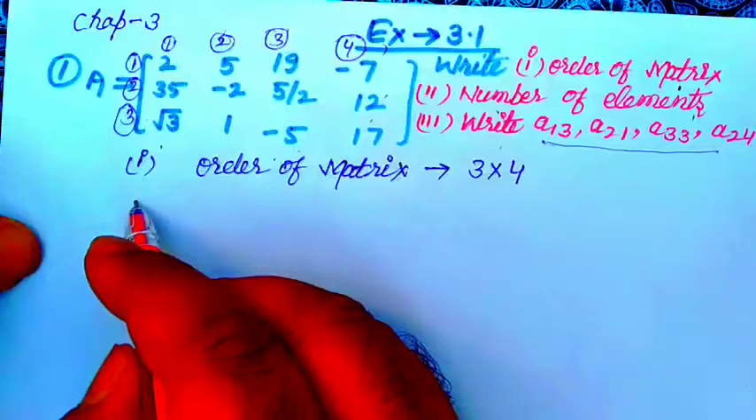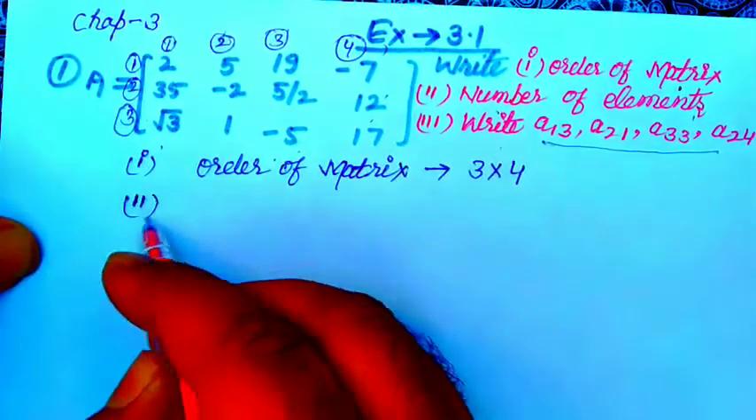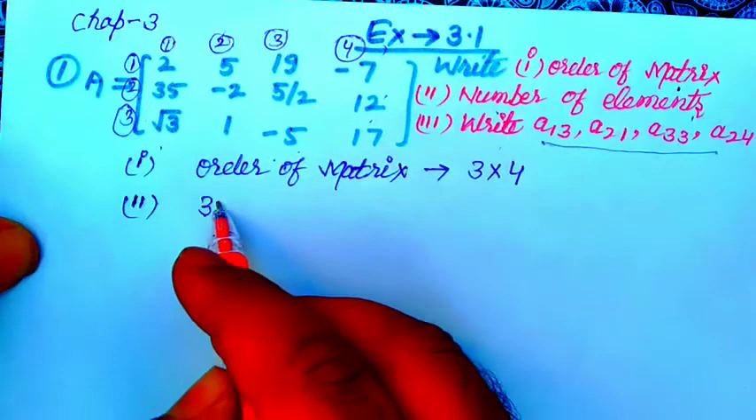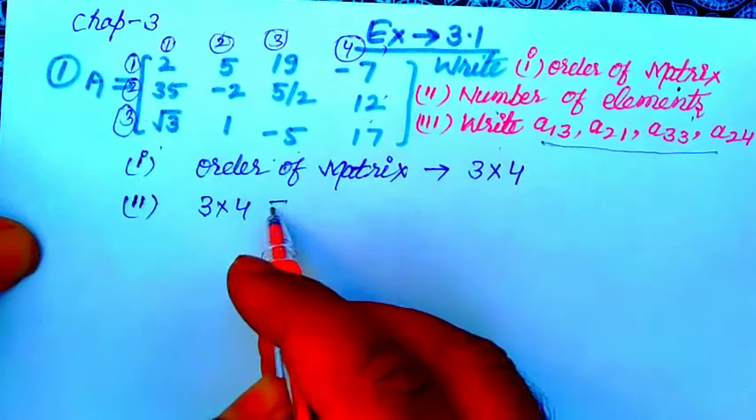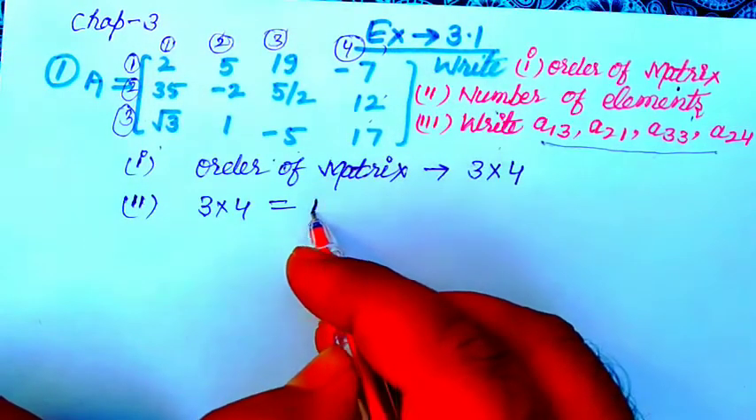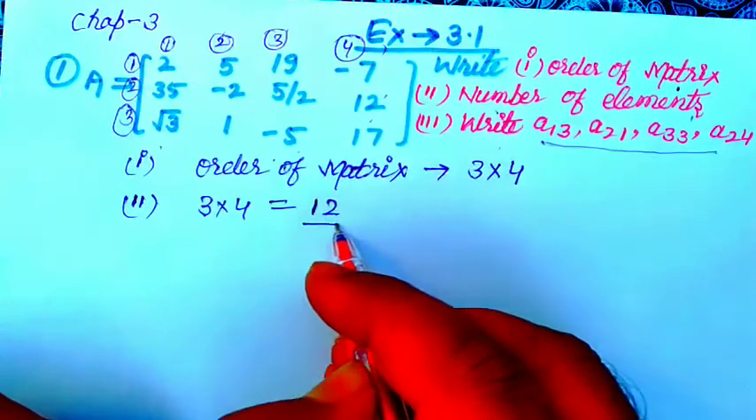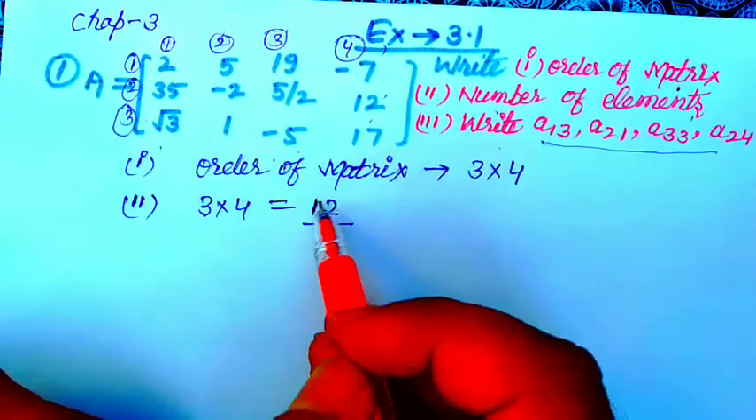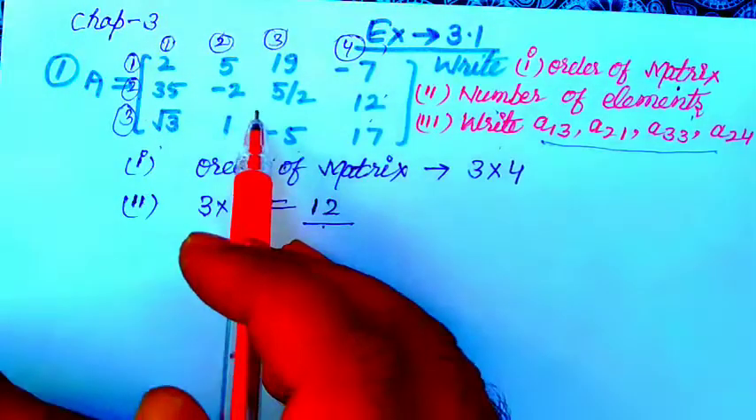Now the number of elements. If we multiply 3 by 4, the number of rows by the number of columns, we can easily get the number of elements. So we have 12 elements in this matrix.